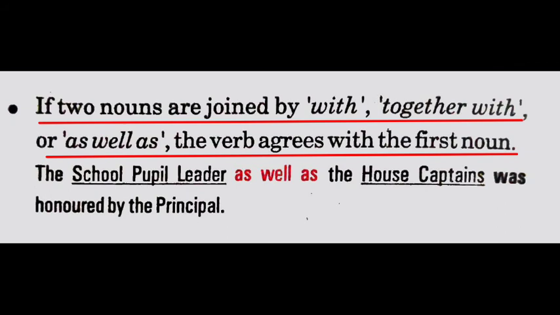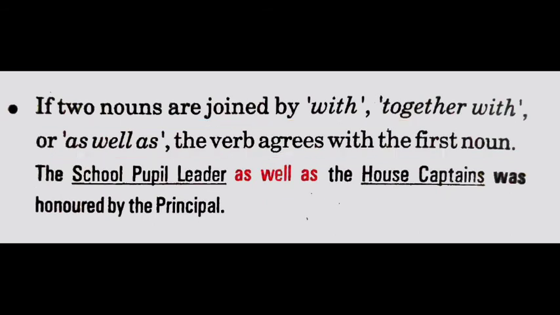Now, if two nouns are joined by with, together with, or as well as, the verb agrees with the first noun. So, if there are two nouns that are combined with words like with, together with, as well as, then the verb will be according to the first noun, not according to the second one. Okay. For example, the school pupil leader as well as the house captains was honored by the principal. So here the school pupil leader is being focused on and considered, rather than the house captains, for choosing the verb.